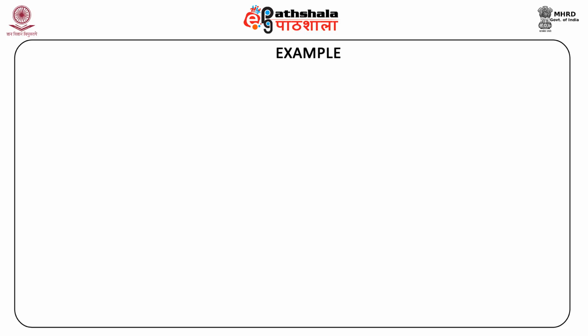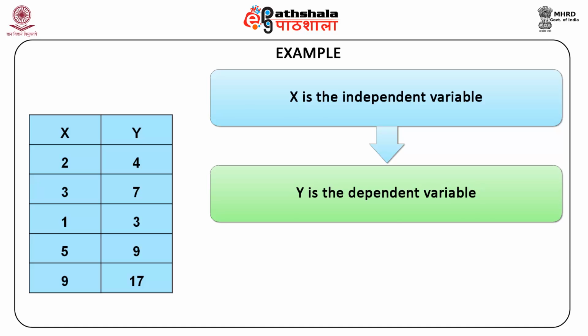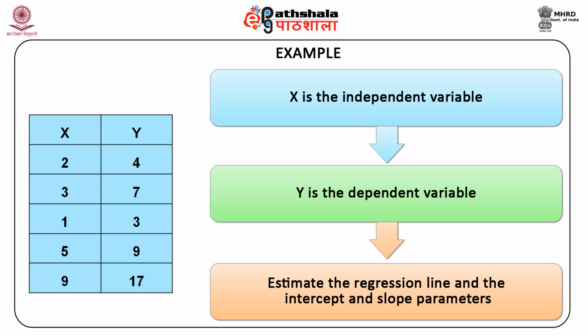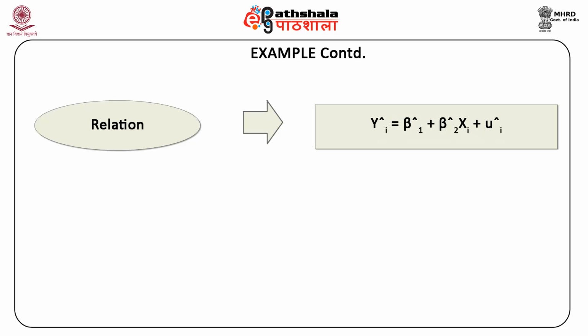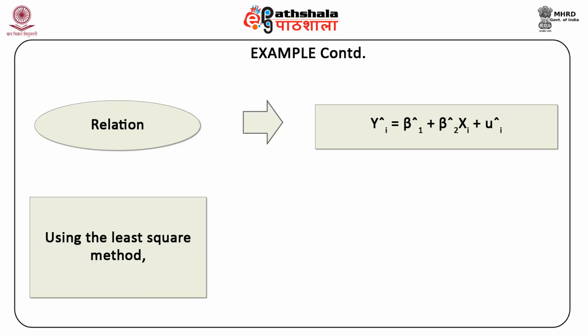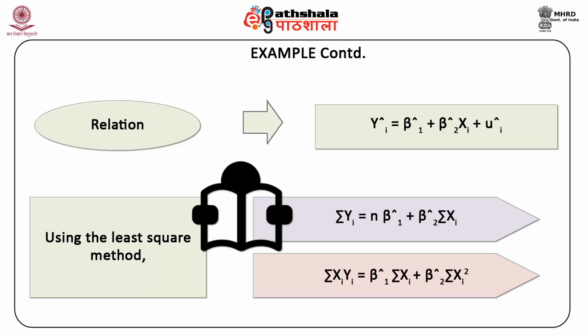Consider the following data of two variables x and y, where x is the independent variable and y is the dependent variable. Estimate the regression line and the intercept and slope parameters. Solution. Consider the relationship yi hat is equal to beta hat 1 plus beta hat 2 xi plus ui hat. Using the least squares method, we get summation yi is equal to n beta hat 1 plus beta hat 2 summation xi. Summation xi yi is equal to beta hat 1 summation xi plus beta hat 2 summation xi squared.